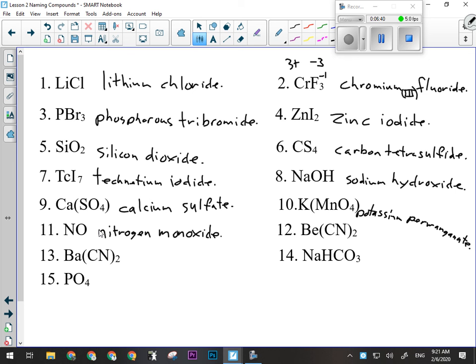Okay. All right, number 12, I've got beryllium and I've got a polyatomic ion. So this is an ionic compound, and I'll name it as such. This will be beryllium, and CN is cyanide. Okay, and then number 13, very similar, except instead of beryllium, it's going to be barium.